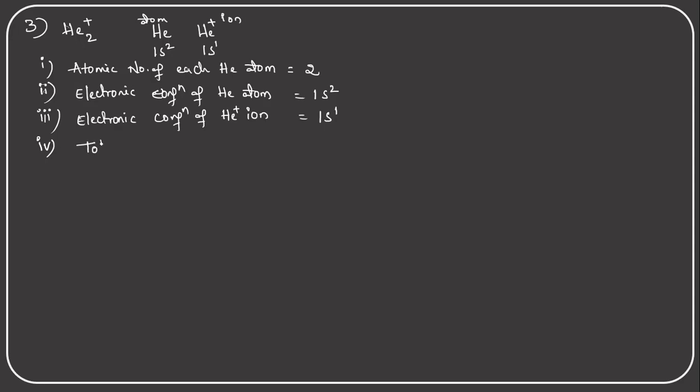And what will be our fourth point now? That is the total number of electrons present in the He2 plus molecule. How many total electrons? Here 2 electrons plus here 1 electron, so the total number of electrons will be 3. Now we have to draw the energy profile diagram here.